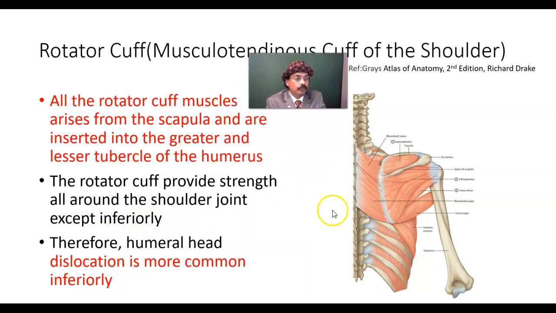So it does not cover the inferior part of the glenohumeral joint, or shoulder joint, nicely. Therefore, humeral head dislocation is more common inferiorly because it is not supported by the rotator cuff tendons. It may be dislocated posteriorly depending on the type of injury, in some type of epilepsy or bad position in the postoperative period, but usually it dislocates inferiorly.